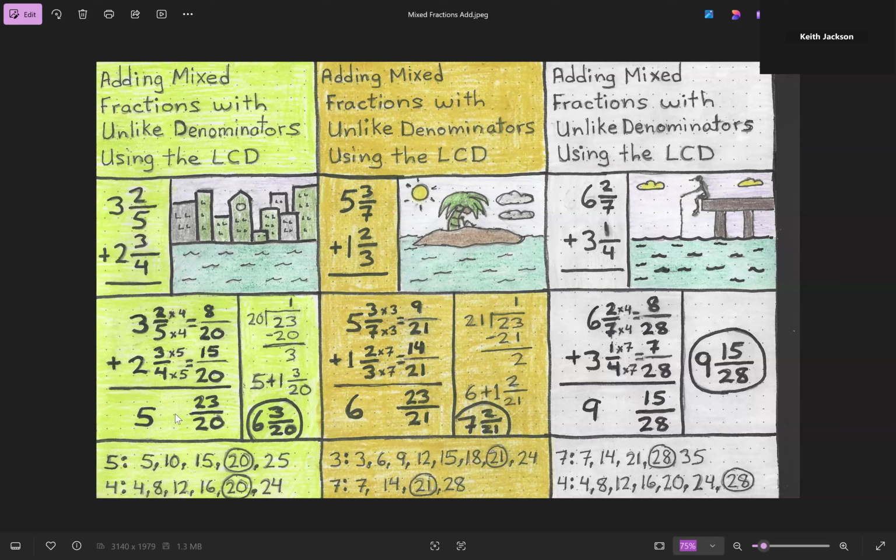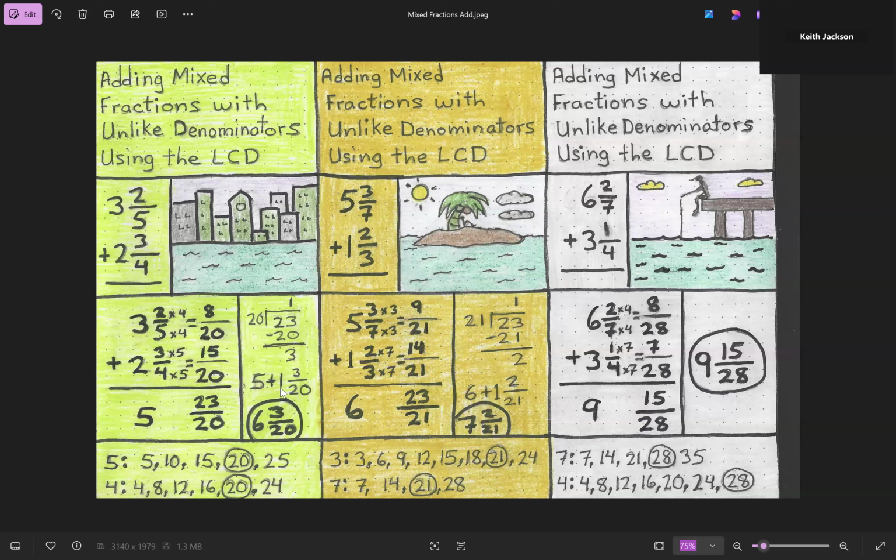But we have something really awkward here. We have 5 and 23/20ths. And so we're going to have to do something first. Now, first of all, let's turn this part into a mixed fraction. By doing this, go 23 divided by 20. And we know that 20 goes into 23 one time because 20 times 1 will give us 20. 23 minus 20 will give us 3.